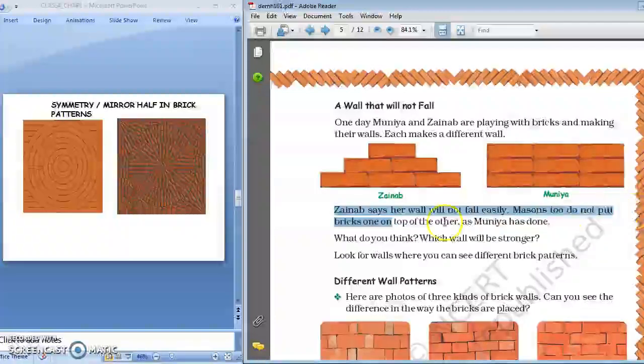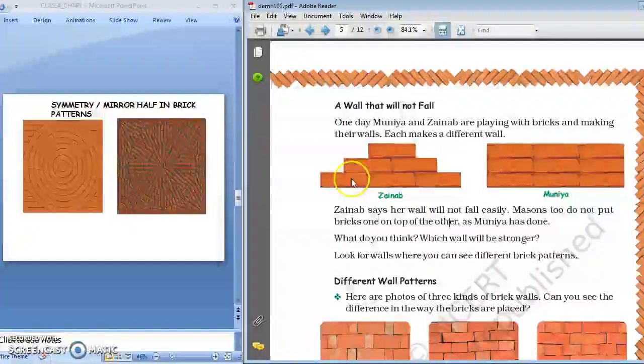Masons too do not put one brick on top of another. I am sure you have seen. Why? Look here. This is one bond and this is another bond. To make this strong, they are laying a brick over it and putting the bond somewhere else. So, if somebody wants to break the wall, it will be difficult for them to break it. Whereas in this, if you give a hammer here, this wall will come out.